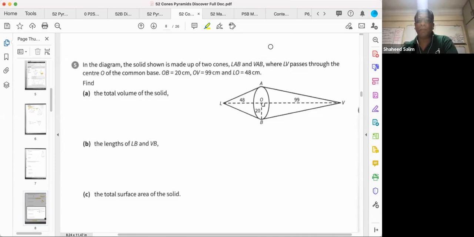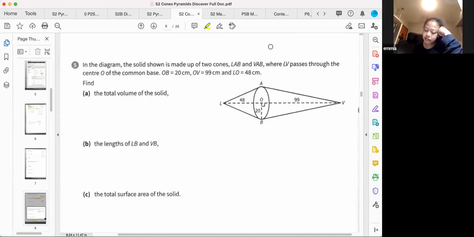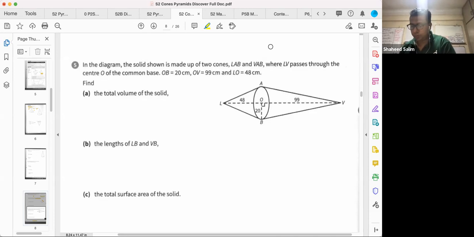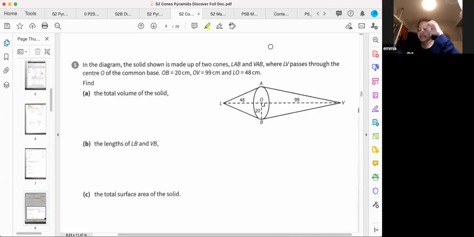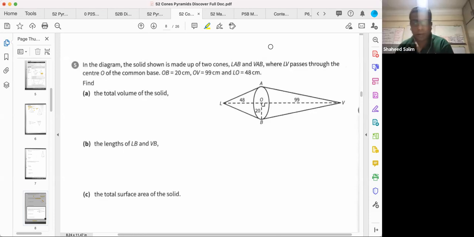The lengths LB and VB, which are the slanted heights. LB is 52. Okay, good. VB is 101. Well done. Next, the total surface area of the solid.